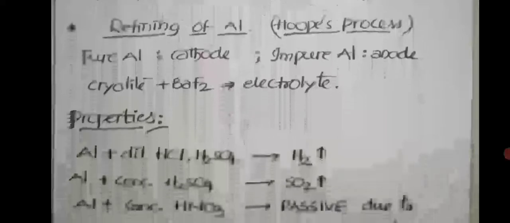Refining of aluminium, Hoope's process. Pure aluminium is cathode, impure aluminium is anode, impure aluminium will be at the bottom, pure aluminium will be at the top. Cryolite plus BaF2 is the electrolyte. Like this we can purify. Whenever we are purifying metals by this type of technique, Hoope's process, impure metal is always anode and pure metal is always cathode. Remember this method.